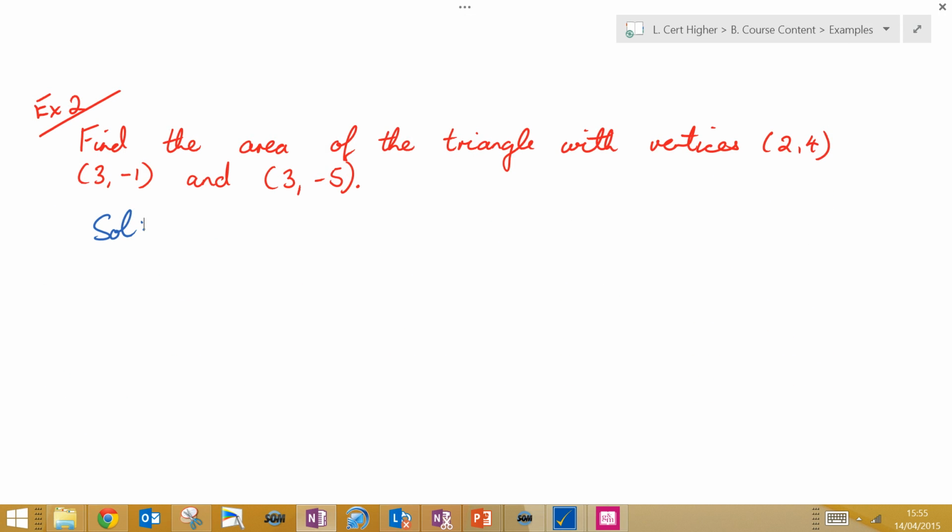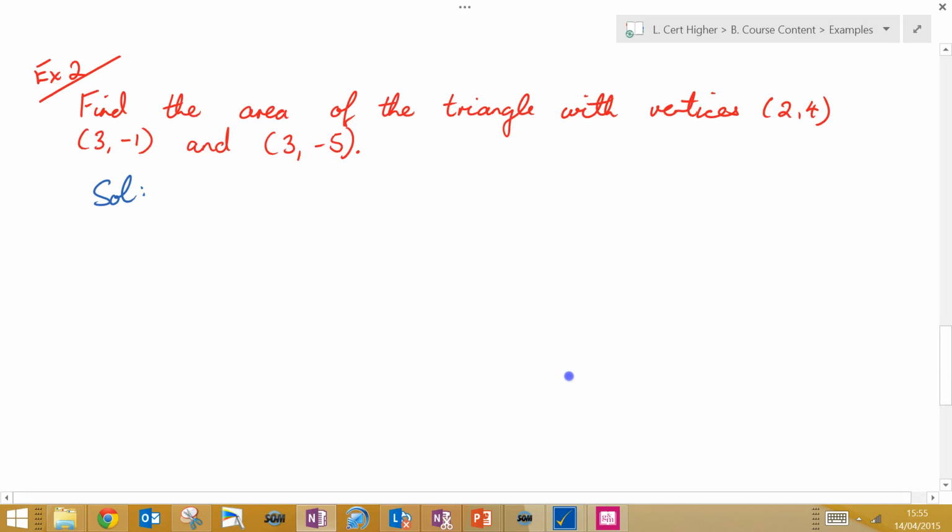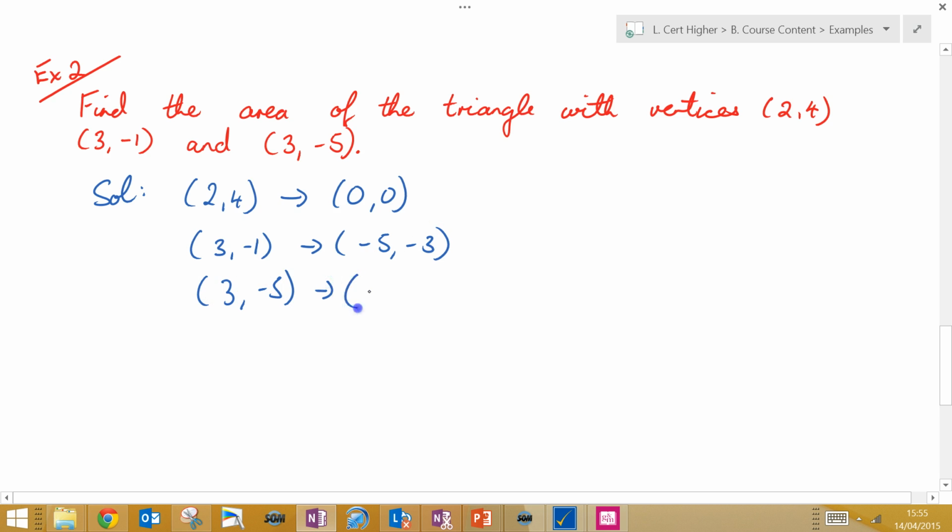Let us now have a look at an example where none of the vertices are at the origin. Example 2. Find the area of the triangle with vertices (2, 4), (3, -1) and (3, -5). The first thing we should notice is that none of the vertices are at the origin. Therefore we must perform a translation, and we're going to let (2, 4) go to (0, 0). I've subtracted 2 from x and subtracted 4 from y. I must do the same to the other points. So (3, -1) goes to (1, -5), and (3, -5) goes to (1, -9).